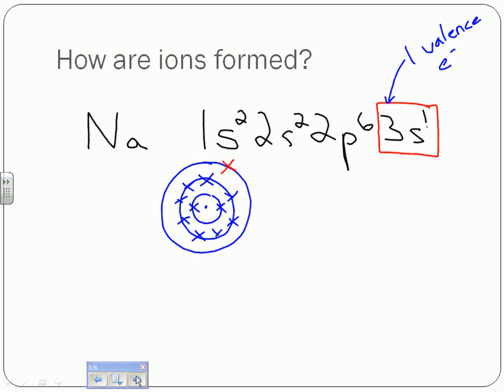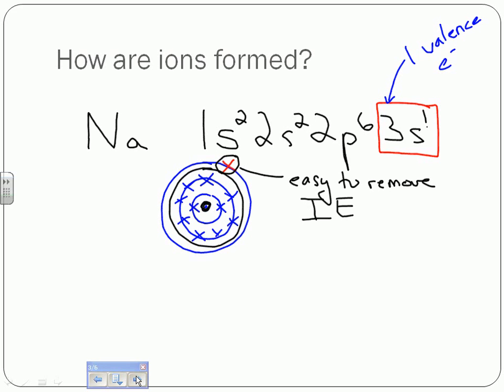You may notice all of these electrons in the middle act as a shield, separating our tiny nucleus from this outermost electron. That means that since there's one electron all by itself way out there, it's real easy to remove. We call this in chemistry ionization energy. We would say that sodium has a very low first ionization energy compared to something else in the period on the periodic table, for example, the element chlorine.